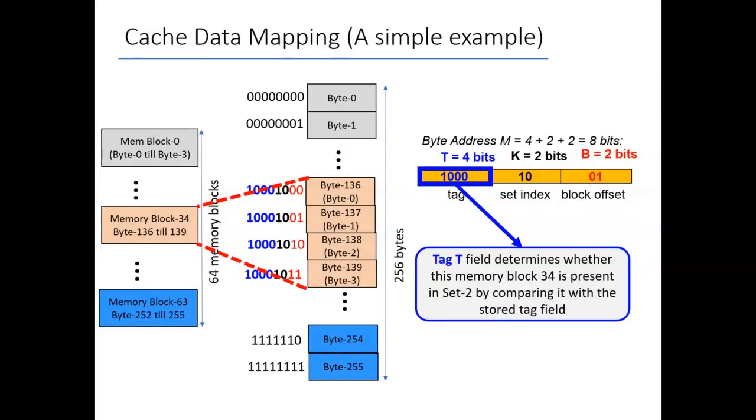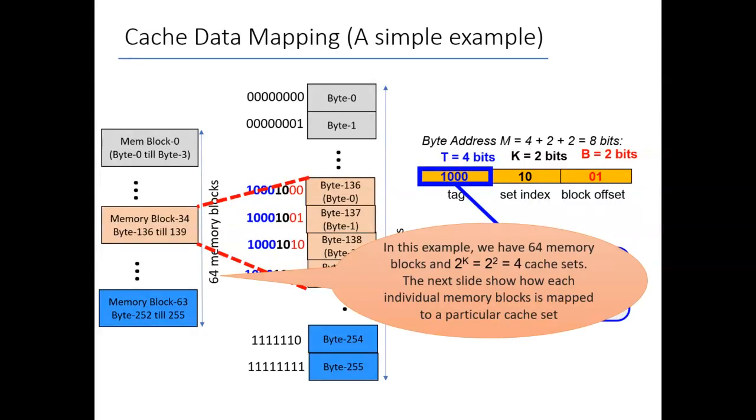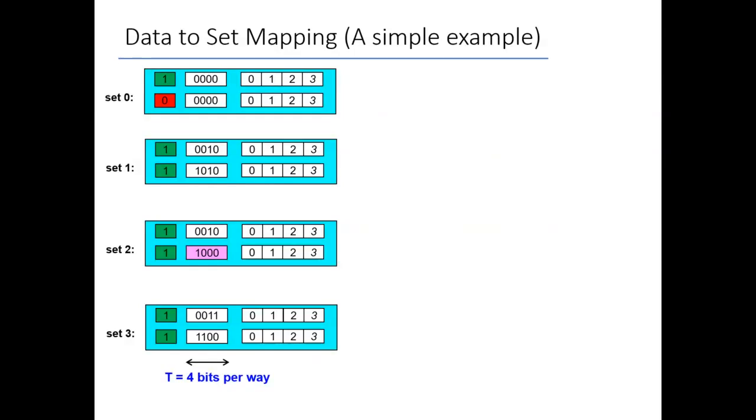Any question? Should we proceed now? Yes or no? Good. So this is in this example. Now in this example, how many memory blocks are there? There are 64 memory blocks. And in the next slide, how an individual block is mapped to a particular set.